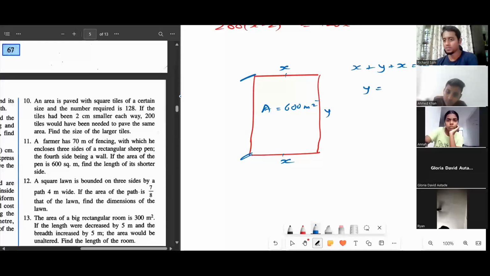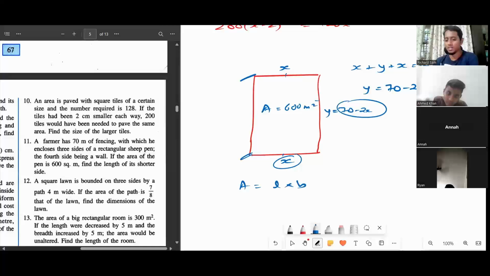So y will be what? 70 minus 2x. Correct? So y is 70 minus 2x. Clear? Now area is given. So if we multiply this x into 70 minus 2x, we should get 600. That is your equation. You understand? Area is length into breadth, and that area is 600, which is x into 70 minus 2x. This is your equation.